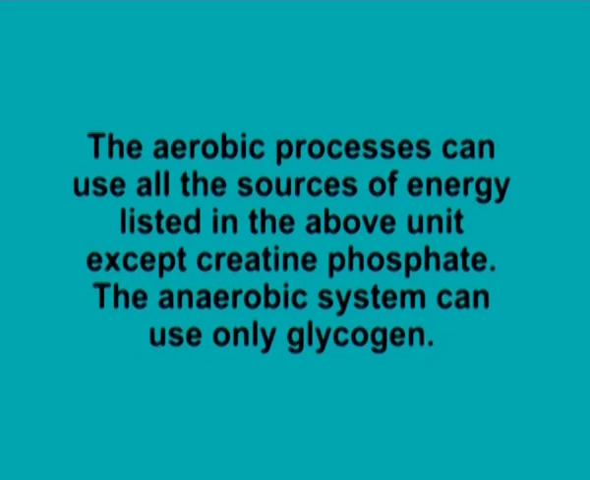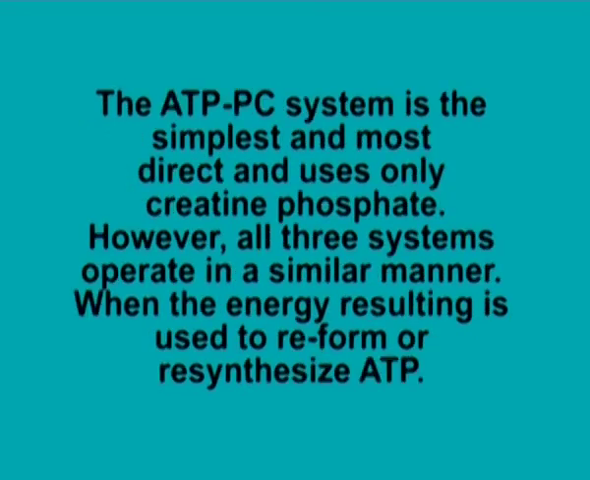The aerobic processes can use all the sources of energy listed in the above unit except creatine phosphate. The anaerobic system can only use glycogen. The ATP-PC system is the simplest and most direct and uses only creatine phosphate. However, all three systems operate in a similar manner.